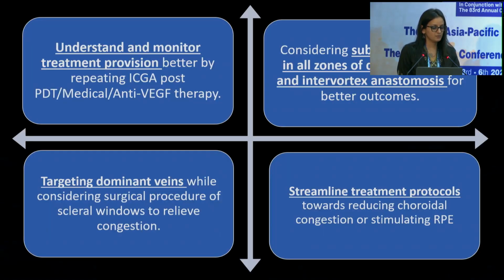So this study could help in understanding and monitoring the treatment provision and also streamlining the treatment protocols. Subthreshold laser in all zones of the distended veins and intervortex anastomosis can be done, and targeting the dominant veins in case we go for scleral window creation by a surgical process.